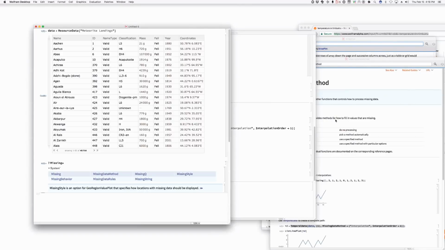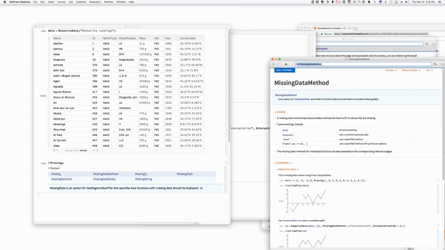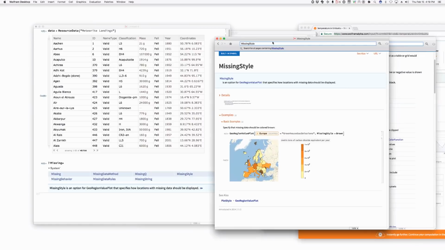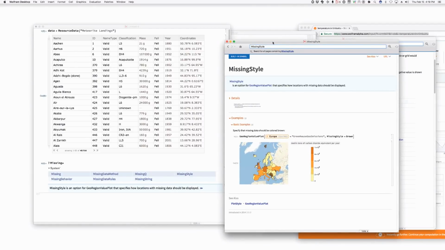Okay, so let's look at GeoRegionValuePlot. Actually, let's just do MissingStyle. I'm sure we intended to do that then. One example. Oh, how horrifying.